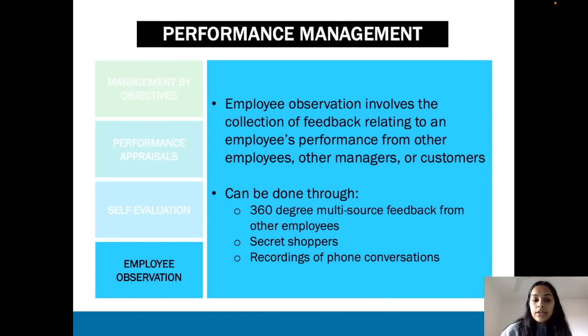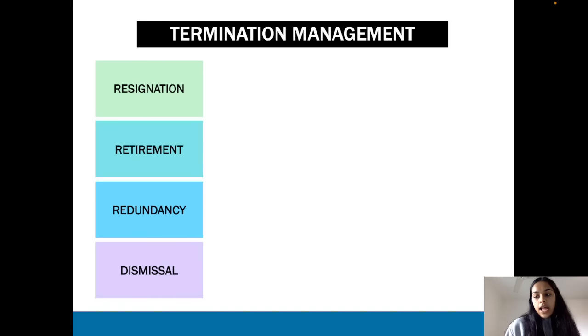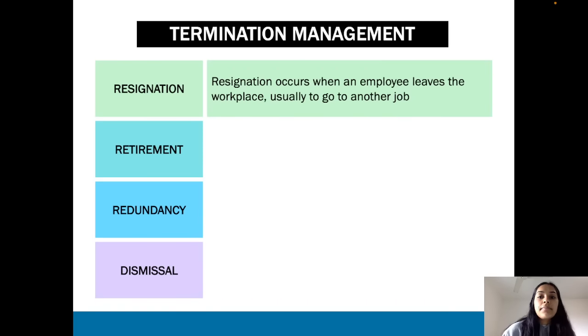And then we have our employee observation. Employee observation involves the collection of feedback relating to an employee's performance from other stakeholders. Examples of employee observations could be 360 feedback, secret shoppers, or recordings of phone conversations. With mystery shoppers, that's where another stakeholder observes an employee while at work without them knowing. That's probably a good example to use in your answer when you're talking about mystery shoppers as employee observations.